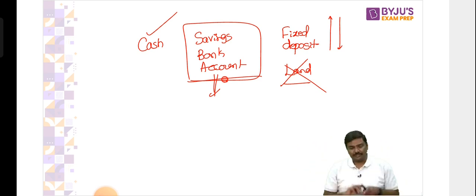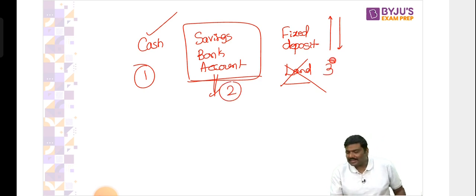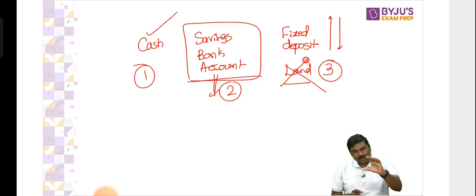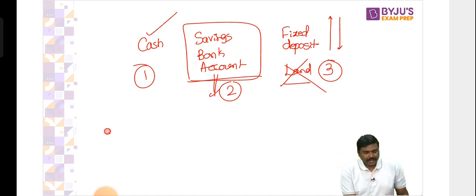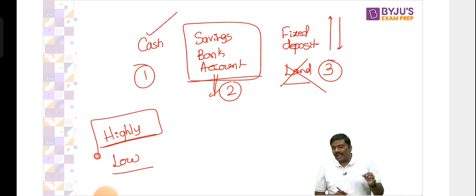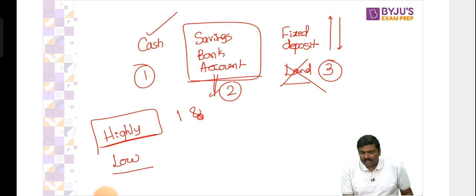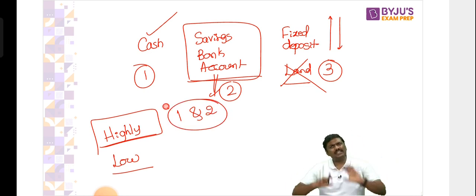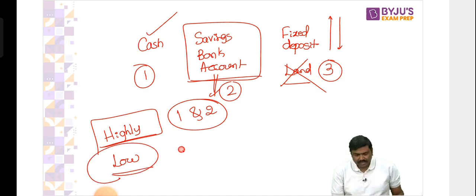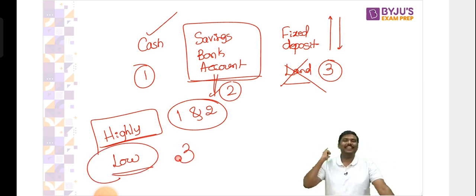Now understand my next question. I will write number 1, number 2, and number 3. If you can understand this, narrow money, broad money, simple games for you. Now, if I want to classify all these three into those which are very highly liquid and which have low liquidity, what will you write under highly liquid? You'll write 1 and 2. Again, the savings bank account, not as liquid as cash, but very high liquid. What about low liquidity? You'll write simply 3.